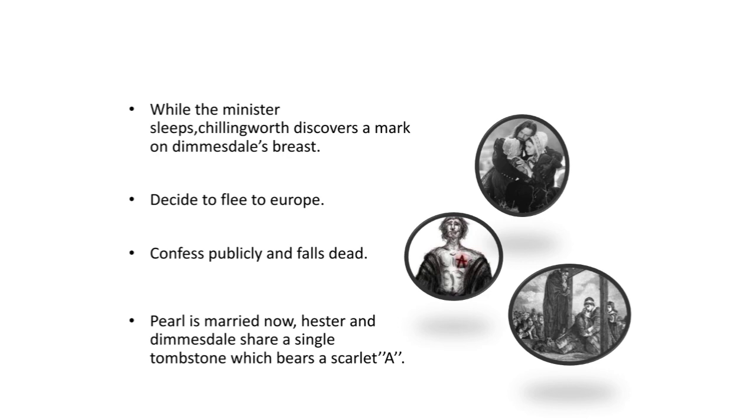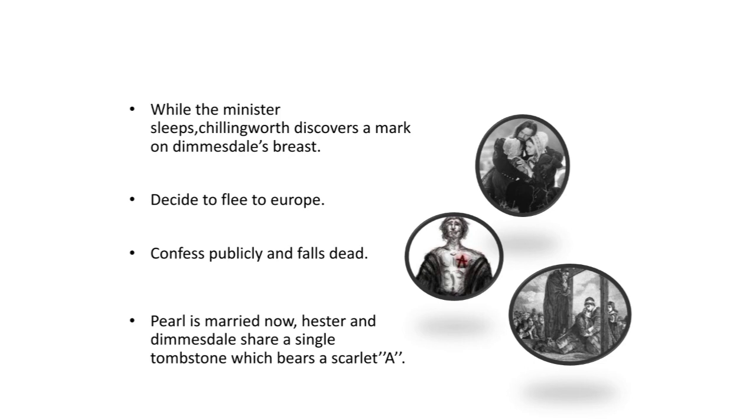when the minister sleeps, he discovers a mark on Dimmesdale's chest. Dimmesdale also wanted to punish himself, so he marked his chest. In the next scene, Hester came to know that Dimmesdale is the father of Pearl. So they both decide to flee to Europe.